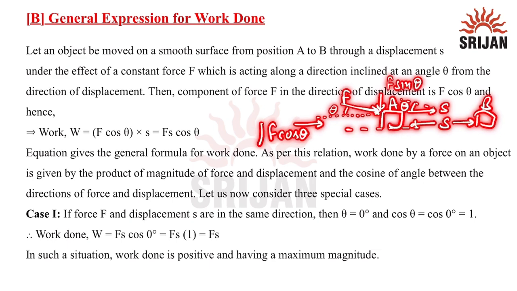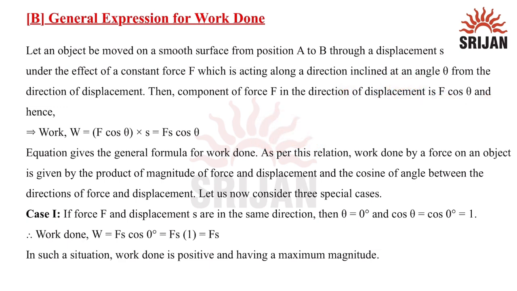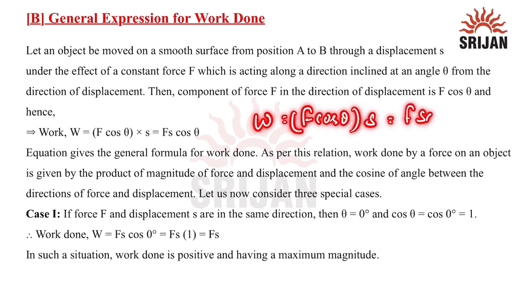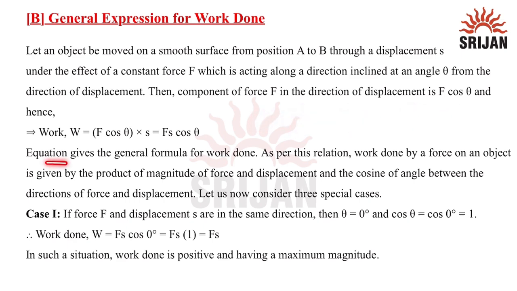So we will consider this component of force and this is our displacement. So work done in this particular case would be F cos theta into displacement, that is F S cos theta. Now this equation gives the general formula for work done. As per this relation, work done by a force on an object is given by the product of the magnitude of force and the displacement and the cosine of the angle between the direction of force and the displacement.